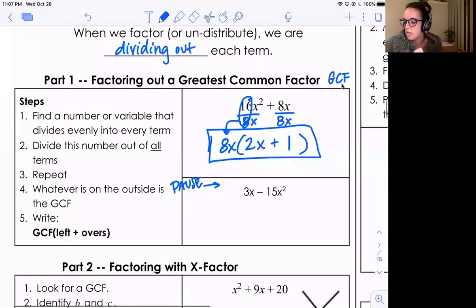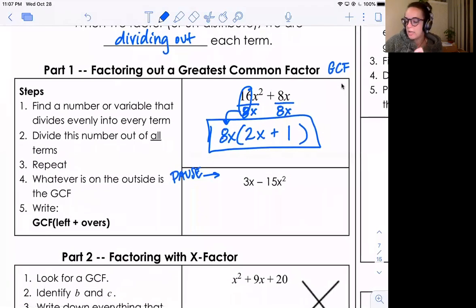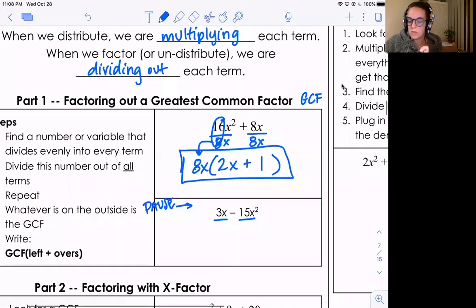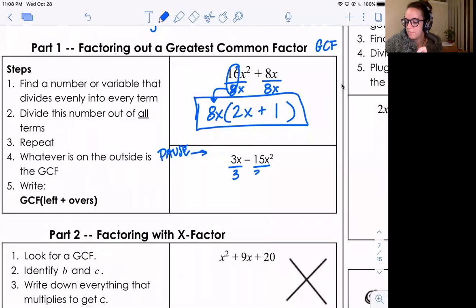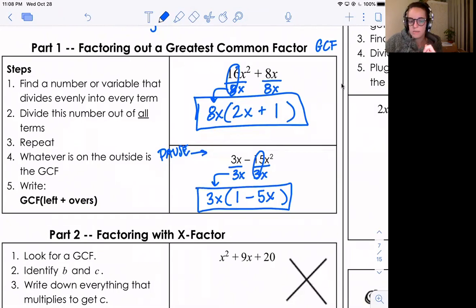Cool. All right. So what did you take out of 3 and 15? I know that both of those are divisible by 3. And in this case, again, I have x and then x squared, so I know they have 1x in common. So 3x is going to the outside. That's what we are dividing out or factoring out. 3x divided by 3x would be positive 1, minus 15 divided by 3 would be 5, and x squared divided by 1x would be 1x left on top, just like this. So this is your answer.